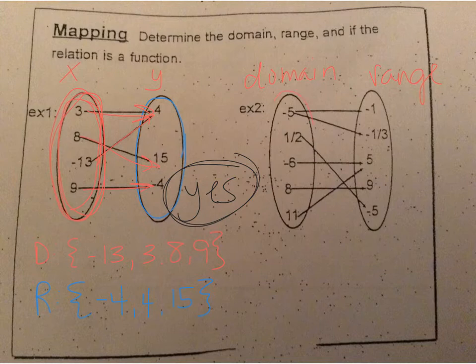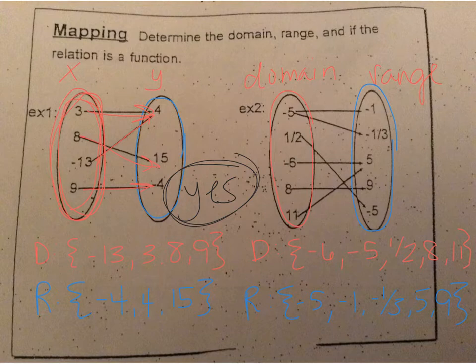Example 2, my domain is this bubble. Okay, so I'm going to put this in numerical order. The smallest number is actually -6, then -5, then a half, and 8, and then 11. The range is the second bubble. In numerical order, that would be -5, -1, -1/3, 5, and 9. In order from smallest to biggest, which is a good habit to get into.